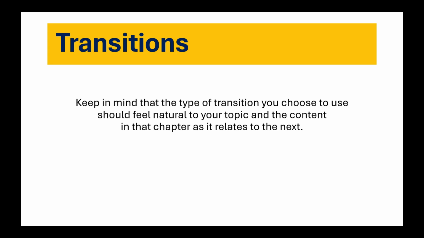So keep in mind that the type of transition you choose to use should feel natural for your topic, for the one chapter going to the next. What's the content in that chapter? You want to be able to transition, and that's where also when you lay your book out, when you're doing your self-editing, knowing which chapter to put next so that your book flows better is also very important. And so transitioning from one chapter to the next, you want to make sure that content connects and it feels natural to transition to that next chapter.